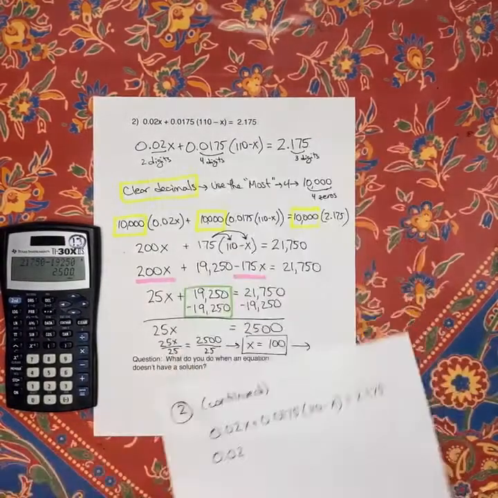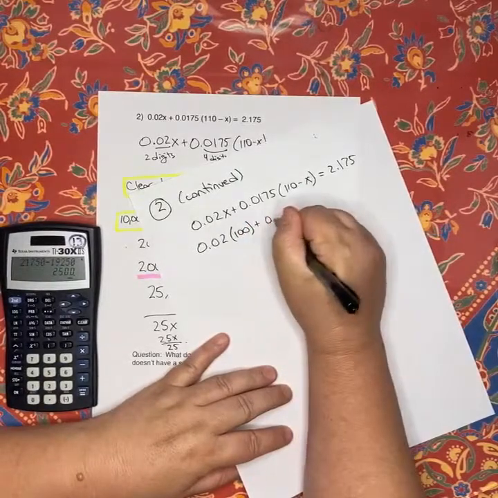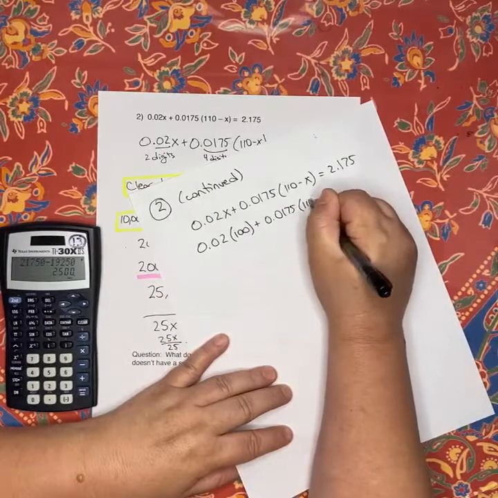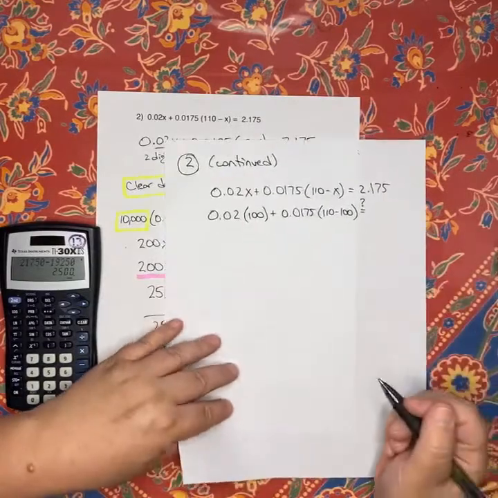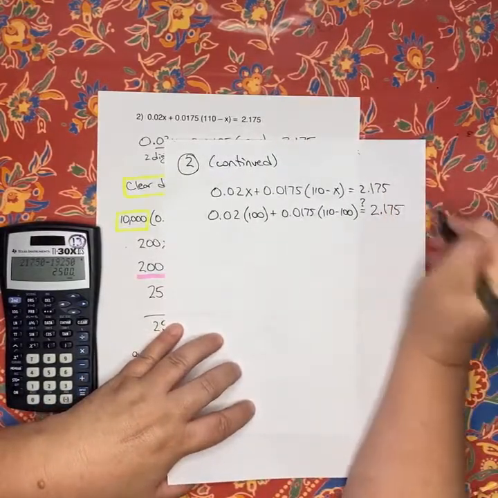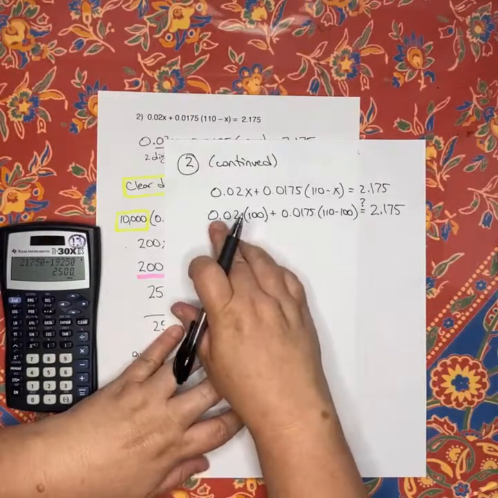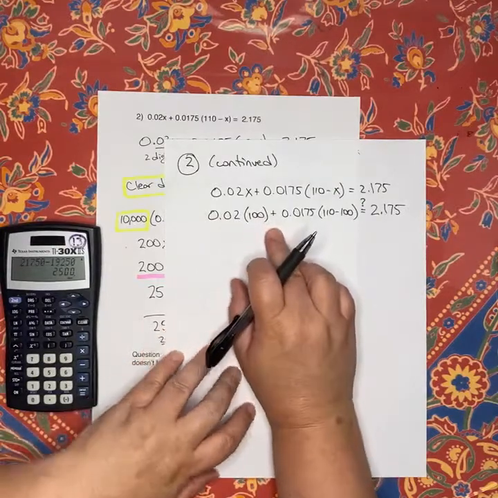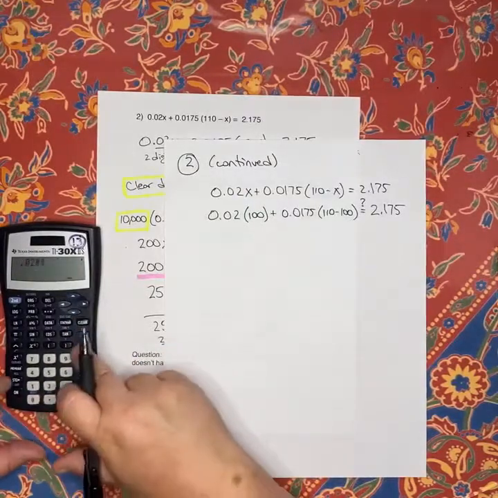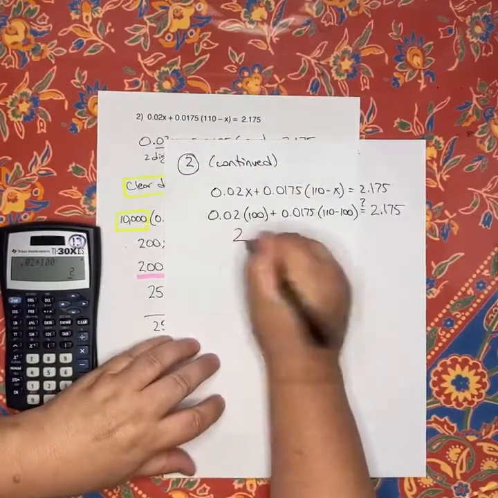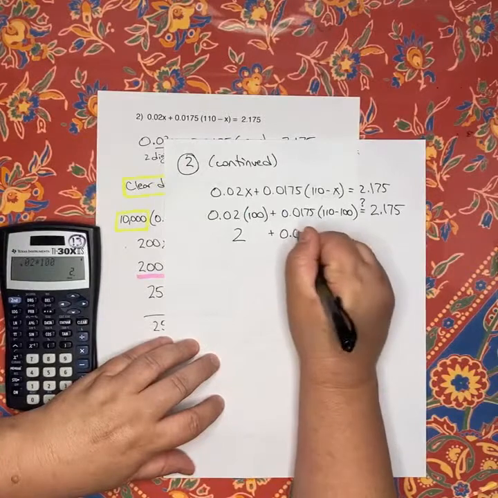Okay, I plug in, what was it, 100. So I get 100 here in place of x plus 0.0175 times 110 minus 100. Again, I'm going to personally write question mark, sorry, and 2.175. Notice there's nothing to do on the right. All my work's going to be on the left. So let's see, 0.02 times 100. I'm going to bet that that's going to be equal to 2. But again, I'm going to double check it. Yep, that's 2.